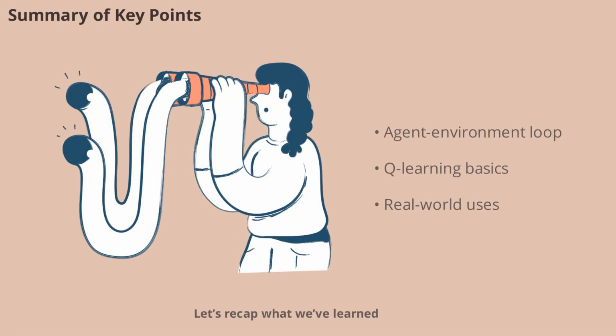Let's recap what we've learned. Reinforcement learning is a powerful framework for teaching agents to make decisions through trial and error. We covered its main components, popular algorithms like Q-learning, and real-world applications. We also discussed challenges and the exciting future of RL.